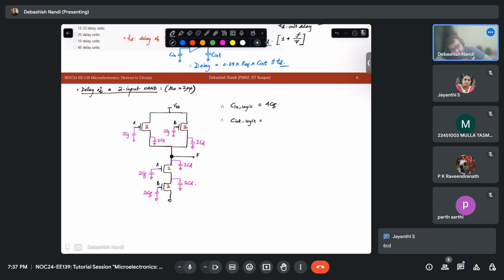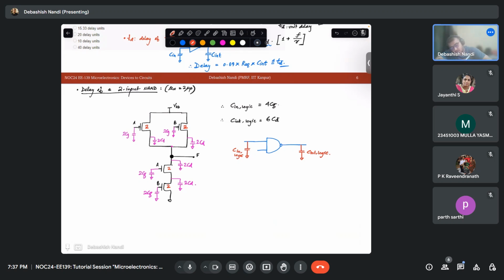6CD, exactly. It is 6CD, right? So if I draw this as a two input NAND gate, what should be my C internal and what should be my C in? This is my C in logic and this is my C internal logic. Okay.